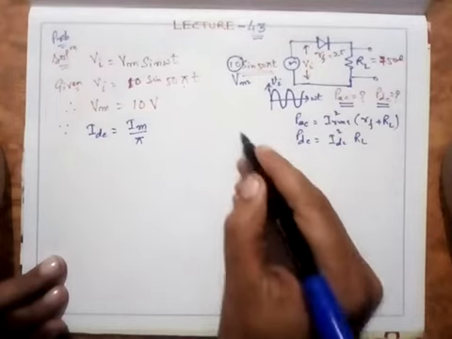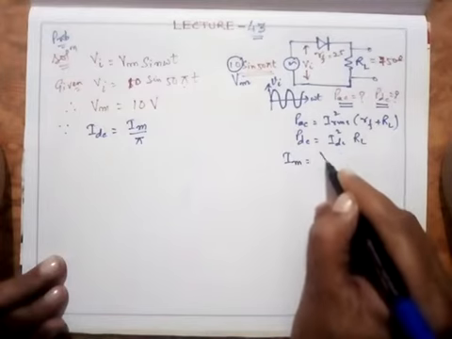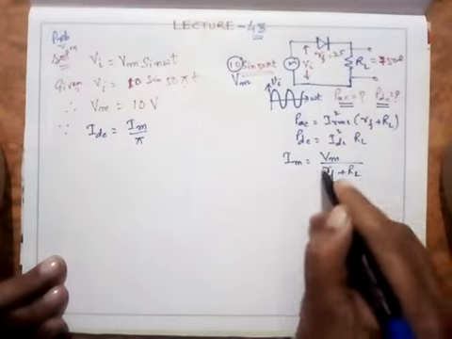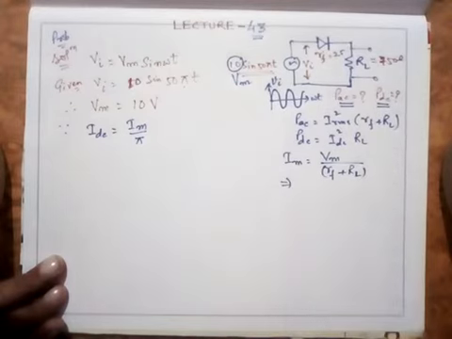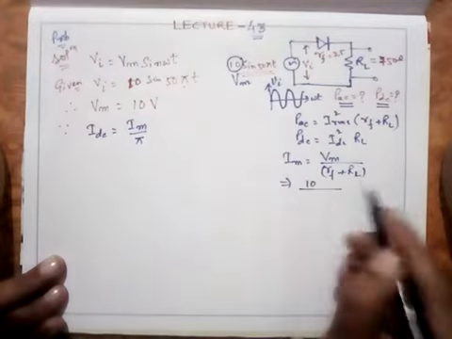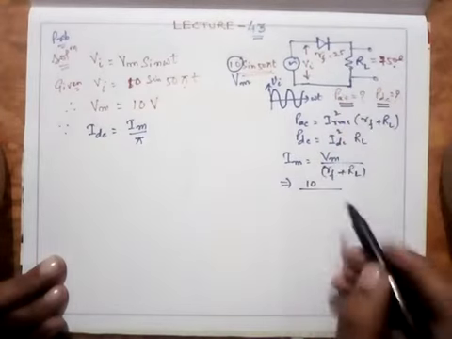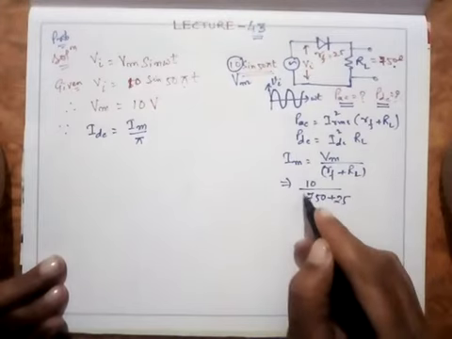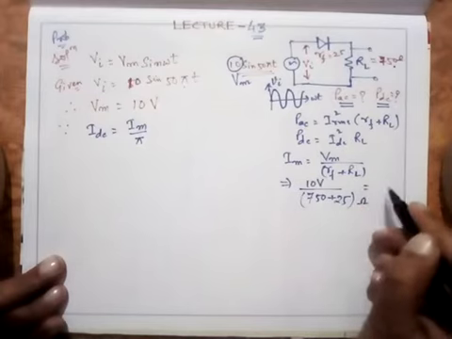Let's find out Im. What is the value of Im from here? Im is equal to Vm upon Rf plus RL. So I'll get the value of Im first. It will be Vm, that is 10, upon 750 plus 25. It is 750 plus 25, this much ohms. This much ohm and this much volt. So it is equal to this much ampere.